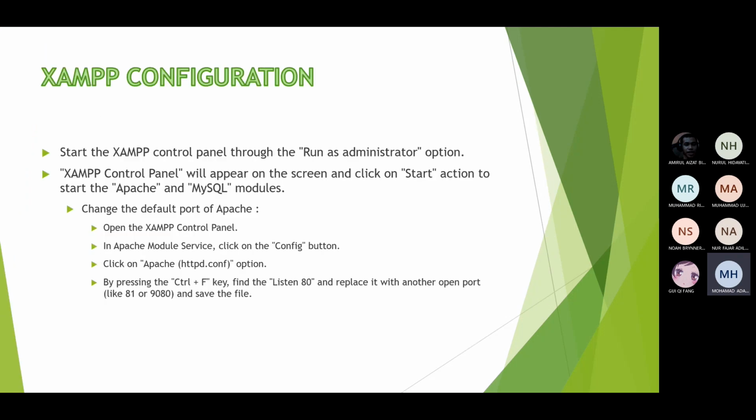Xampp configuration: start the Xampp control panel using the run as administrator option. The Xampp control panel will appear on the screen. Click on the start action to start the Apache and MySQL modules. To change the module port, open the Xampp control panel, go to the Apache module service and click on the configuration button. Open the Apache config and press Ctrl F. Find Listen 80 and replace it with another port like 81 or 1980, and then save the file.